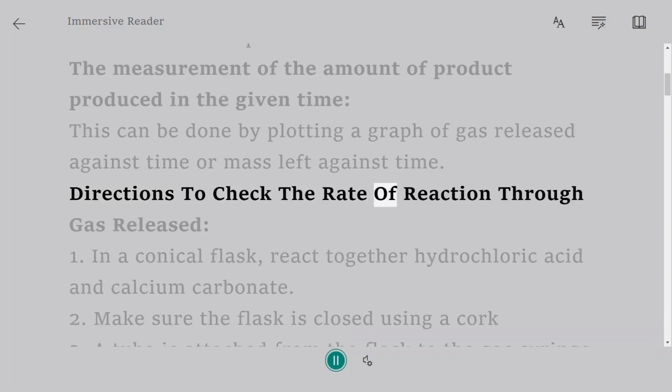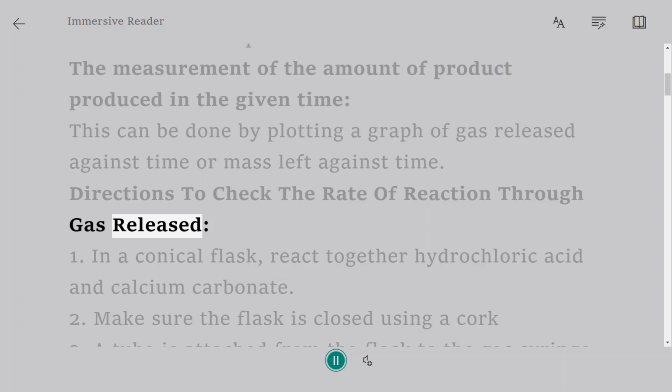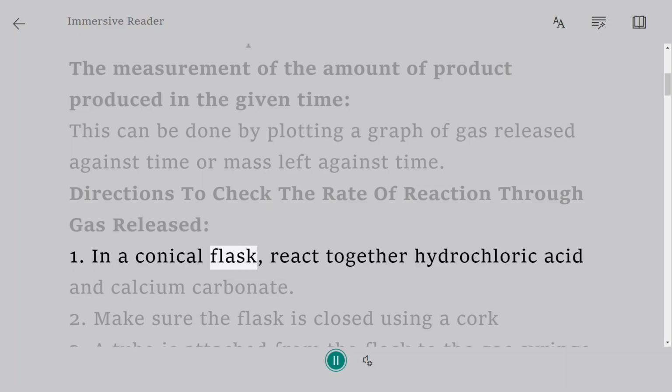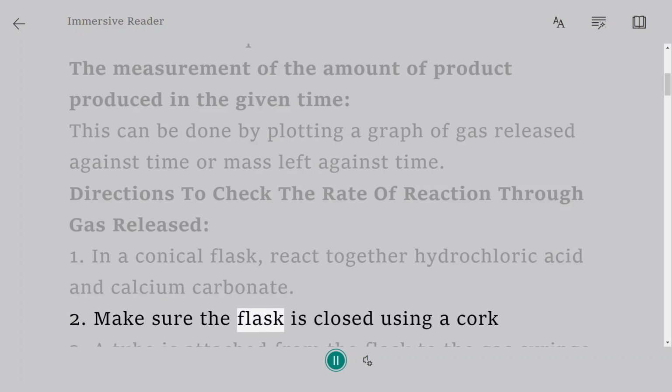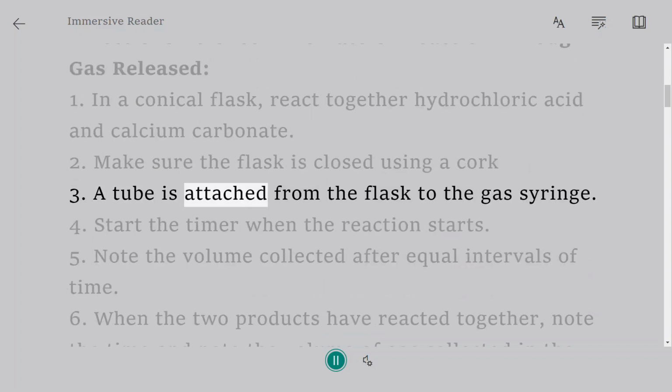Directions to check the rate of reaction through gas released. 1. In a conical flask, react together hydrochloric acid and calcium carbonate. 2. Make sure the flask is closed using a cork. 3. A tube is attached from the flask to the gas syringe.